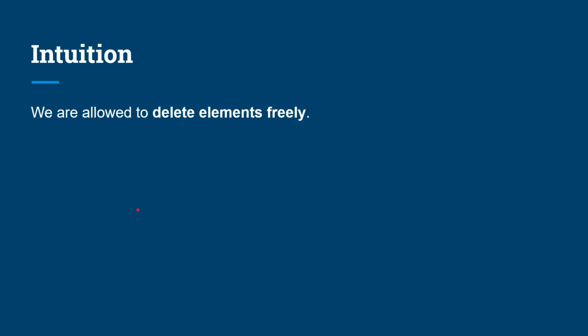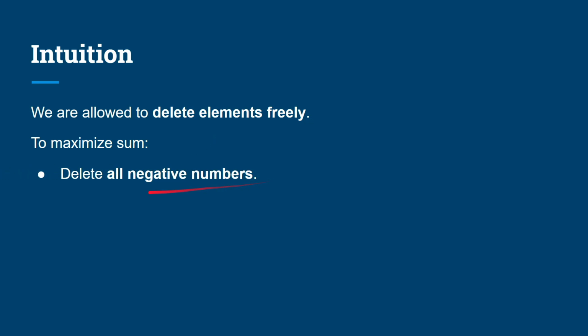Let's understand the intuition. We are allowed to delete elements freely, right? And to maximize the sum, what we need to do is delete all the negative numbers. Either we delete or we do not delete, those are the possible values. That is why we are saying we are allowed to delete elements freely, but to maximize the sum, we have to delete all negative numbers.